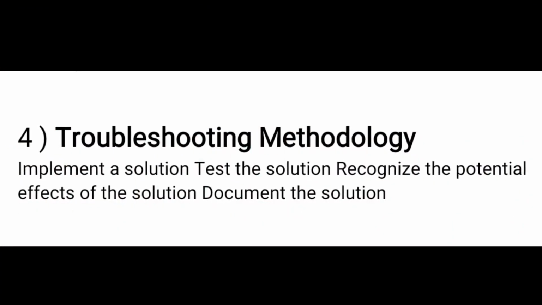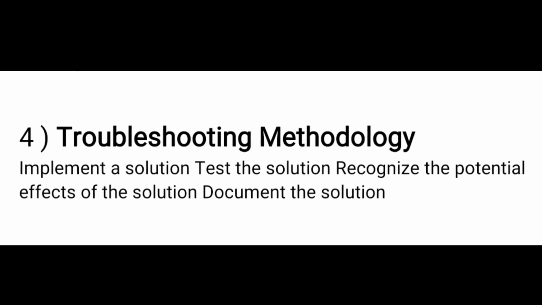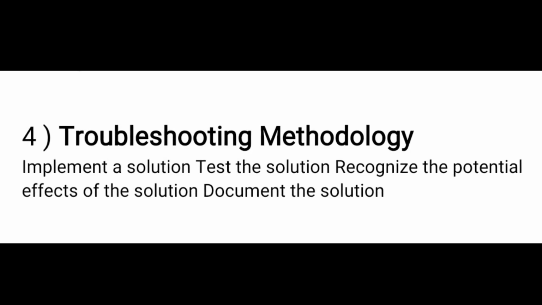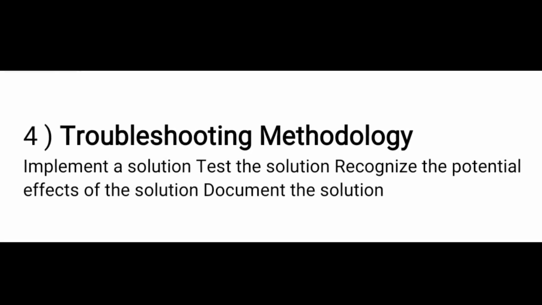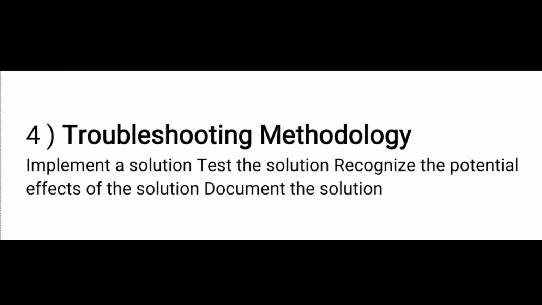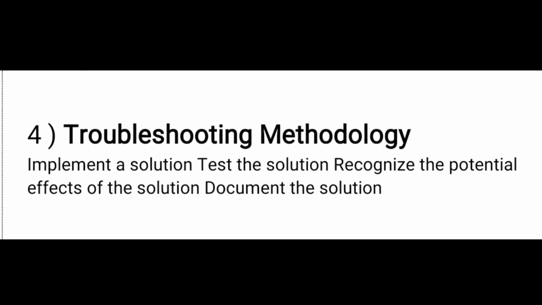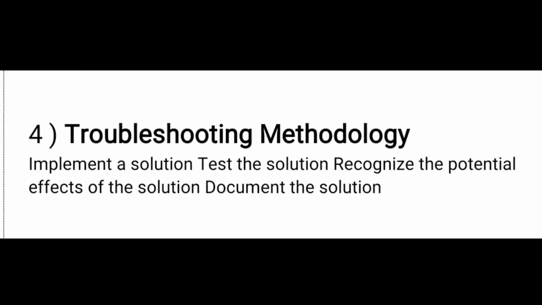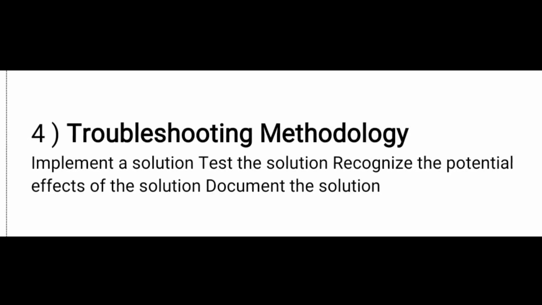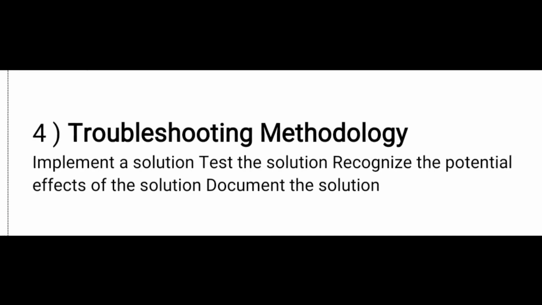Then the last step, troubleshooting methodology 3. Implement a solution, test the solution, recognize the potential effect of the solution, and document the solution. After completing 3 steps, you can go on to the 4th step. In the 4th step, implement the solution, then test the solution. Now identify the documented solution. Here the problem of your network troubleshooting will be solved.